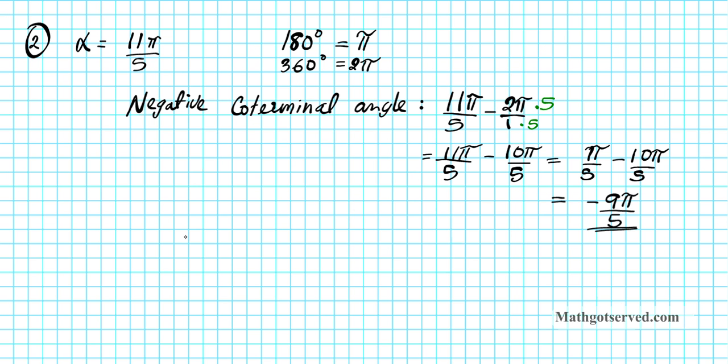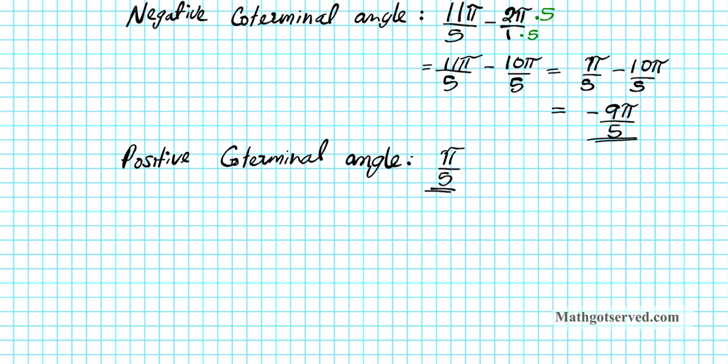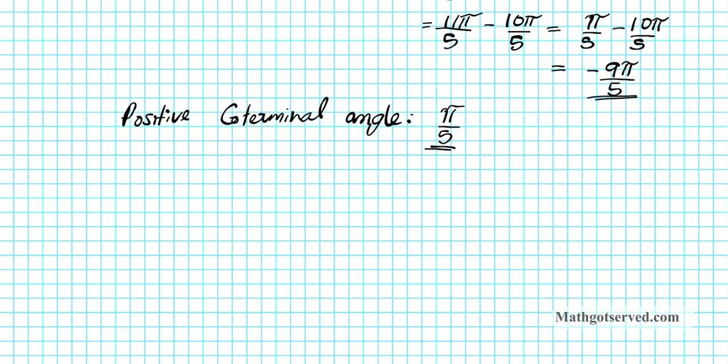So now let's indicate our positive coterminal angle. Well, guess what? We don't have to do any work because while we were looking for our negative coterminal angle, we stumbled across a positive coterminal angle, which is pi over 5. So pi over 5 is a positive coterminal angle to 11 pi over 5. All right, so that's that. Now let's depict this answer graphically. Let's make a graphical representation of these three angles and illustrate the fact that they are coterminal.